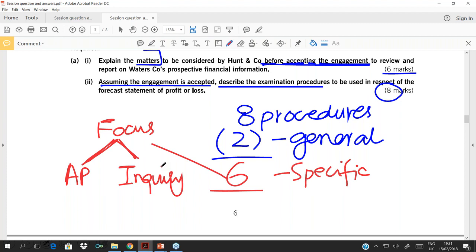Now this is exactly my way of attempting a question, right? When you go to the exam hall, you know the marks. First keep 2 minutes to study the marks. See how clear I am now. 8 marks minus 2, I know 6. 6 means specific, and I should focus on AP and inquiry. Does that planning really help in making a good answer?